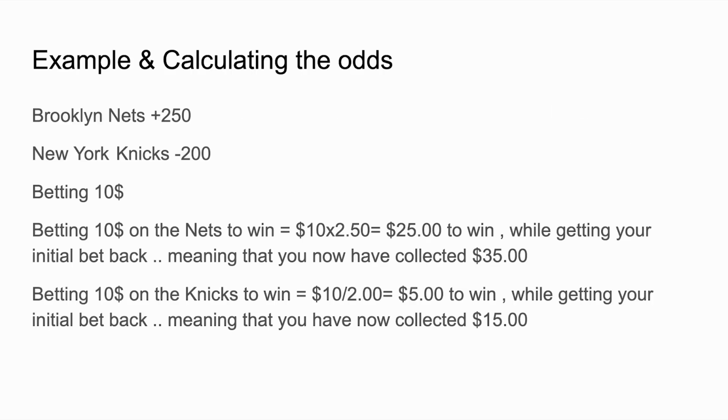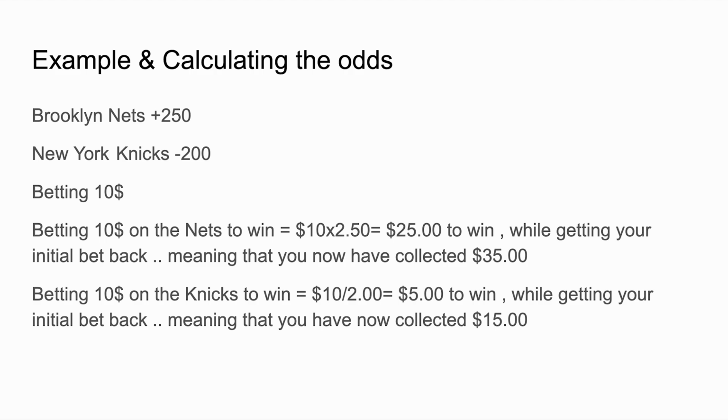Here's a perfect example of what it might look like in a sports book, and how to calculate the odds, whether you're betting on the favorite or the underdog. I made two NBA teams right here. You've got one team, the Brooklyn Nets. They're plus 250. So just off of the plus, you should know that they're the underdog. Then there's the New York Knicks, who are minus 200. They're the ones that are favored to win.